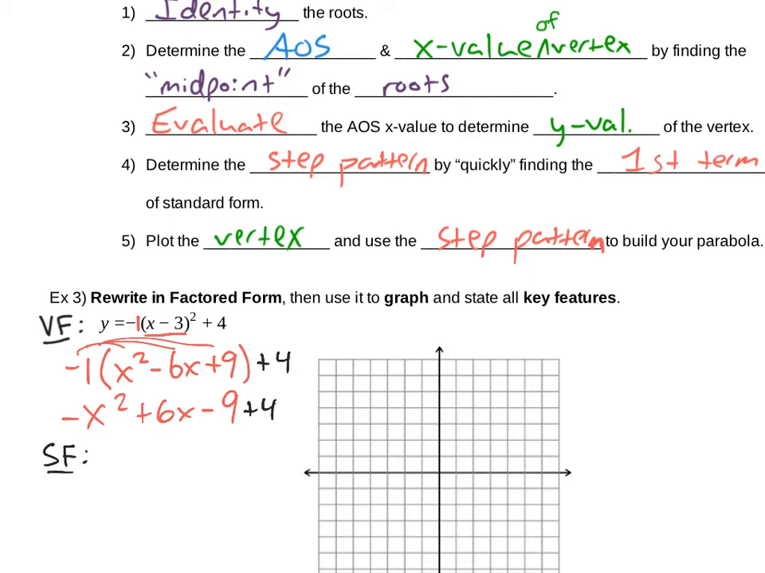What's it going to be? Plus 6x minus 5. Minus 5. Hey, what can we notice right now? We can see the y-intercept. What's the y-intercept? That's right. So let's go ahead and write that down. 0, -5, and let's plot that coordinate.